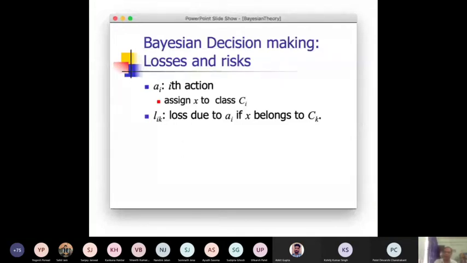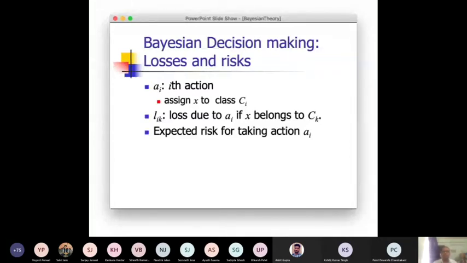In our previous examples, we have considered only binary situations. So either you have a loss or you do not have a loss. When it is a correct assignment, there is no loss, and for any other wrong assignment, there is a uniform loss that we have considered. But it is more general in this kind of framework.